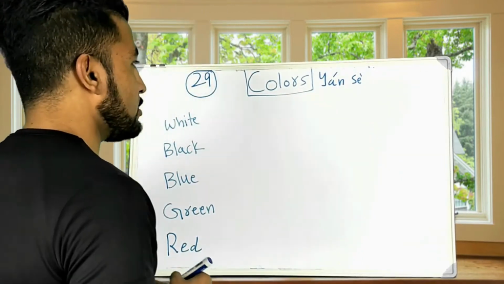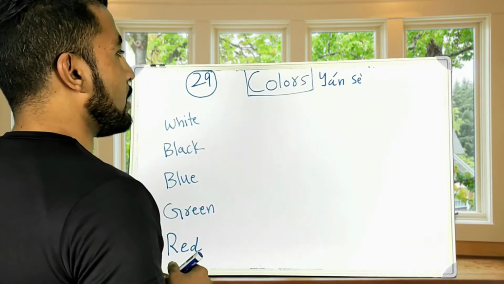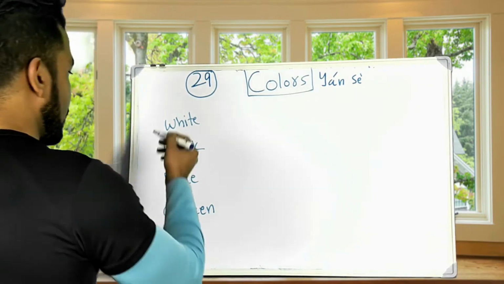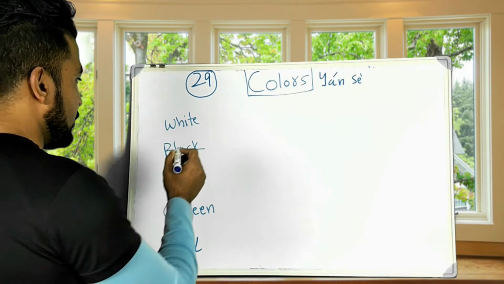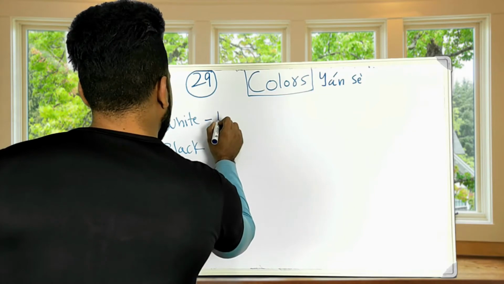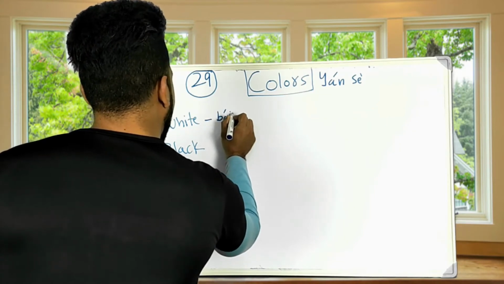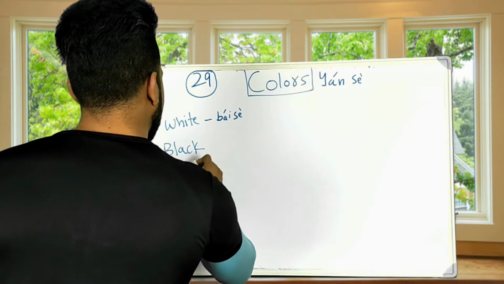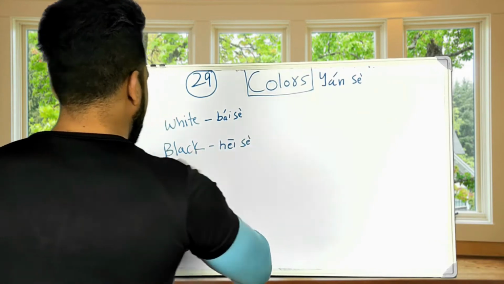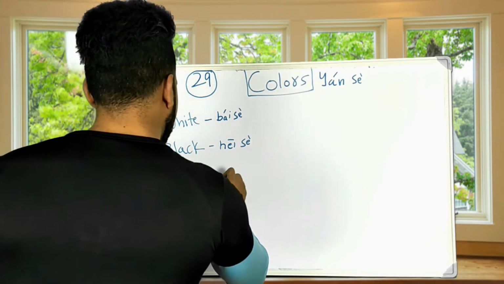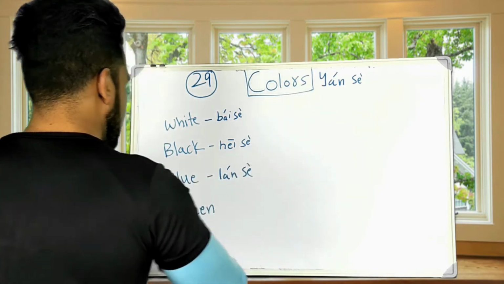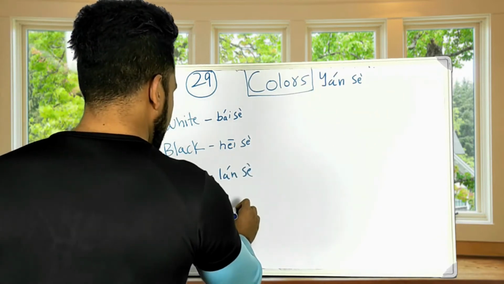It's 颜色. 颜色 means color. Today we will learn about 5 colors: white, black, blue, green and red. For white I'll translate it for you. 白色. Black is 黑色. And blue is 蓝色. And green is 绿色.